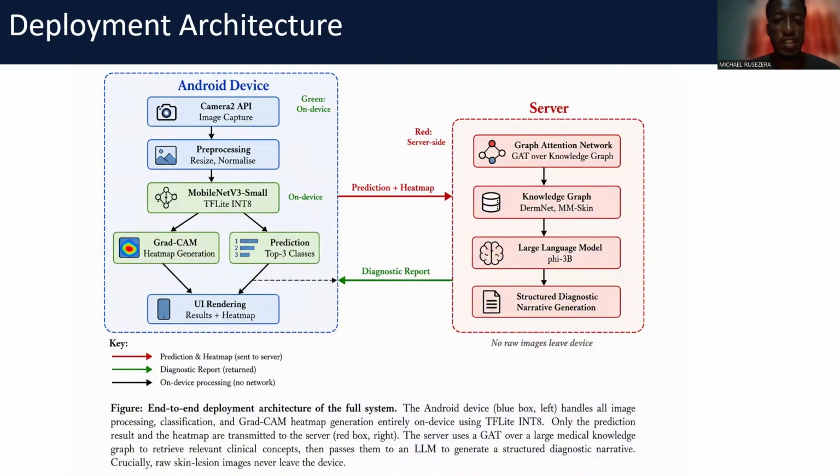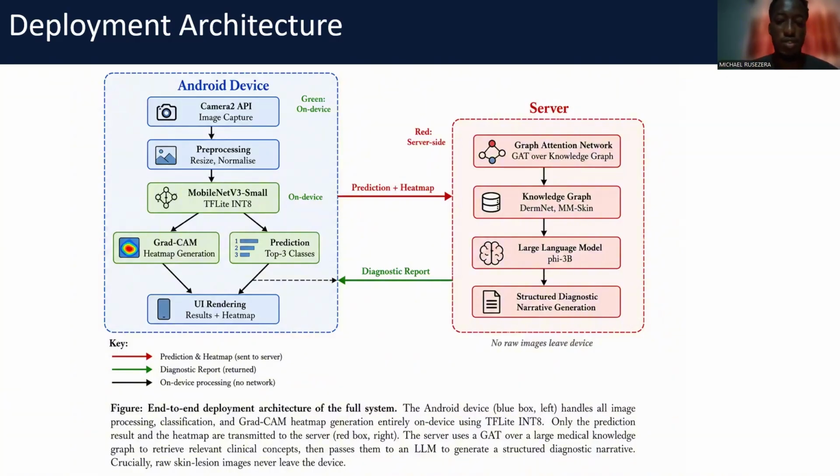So I'm going to start with the deployment architecture, and here we have a hybrid deployment architecture. We'll start with the device side, whereby everything related to the image happens locally. So the camera captures the skin lesion, and the image is preprocessed by the student model, which runs the inference. Then immediately after classification, we apply a GradCam to the same student model to generate a heat map that highlights which regions of the image influence the prediction. Importantly, to note, the raw images never leave the device. So only the prediction result, the top three class predictions, the confidence scores for the top three classes, and the heat map are sent to the server.